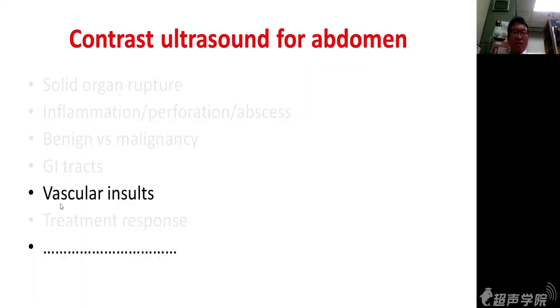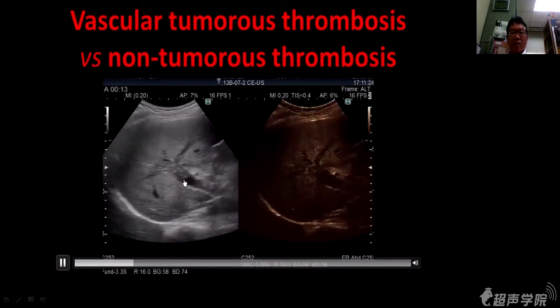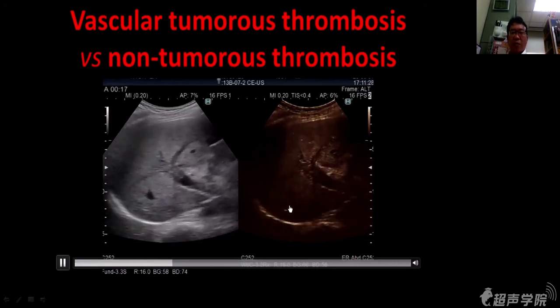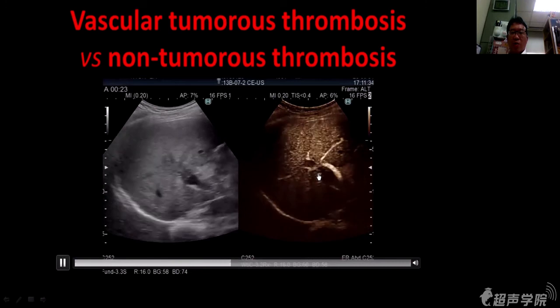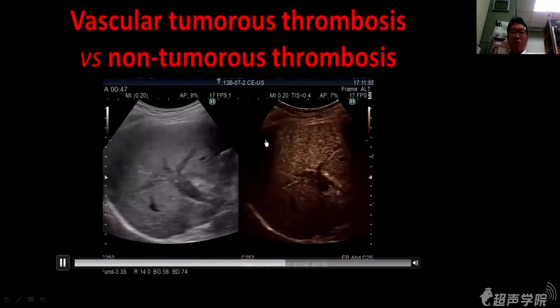And vascular invasion can also be detected by contrast-enhanced ultrasound. In the portal vein, there is some thrombus. We have to check whether it is tumor thrombus or not, especially in hepatitis B patients. In this case, you can see the thrombus was without contrast enhancement or perfusion. So it is a non-tumor thrombus.